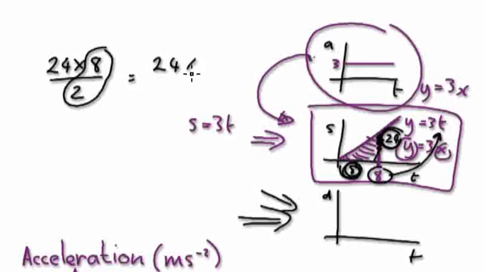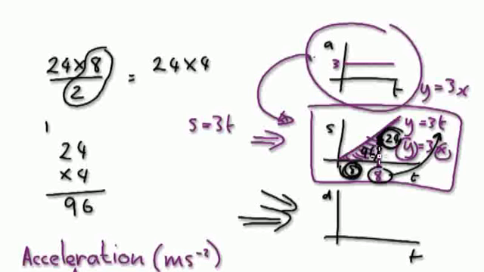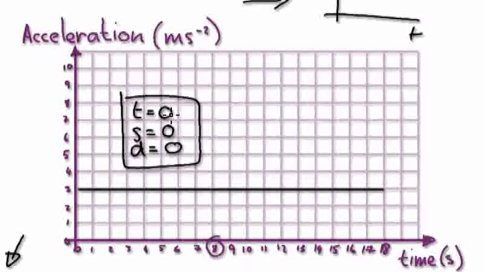24 times 4 would be 16, carry the 1, 8, 9. So this area here will be 96, which is 96 meters. So given these initial conditions, the distance traveled after 8 seconds will be 96 meters.